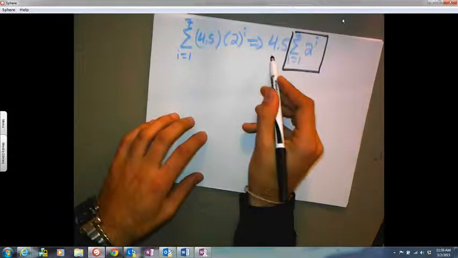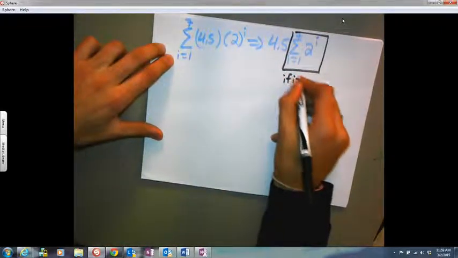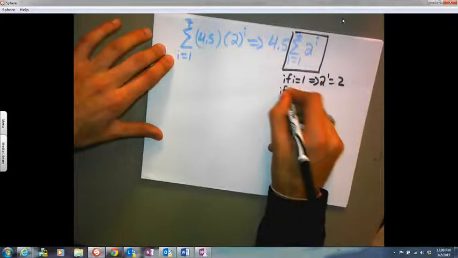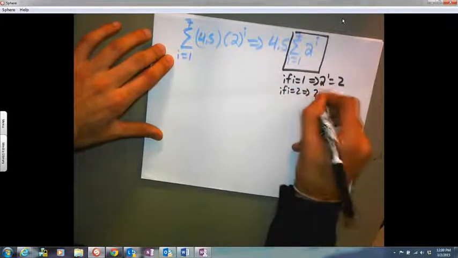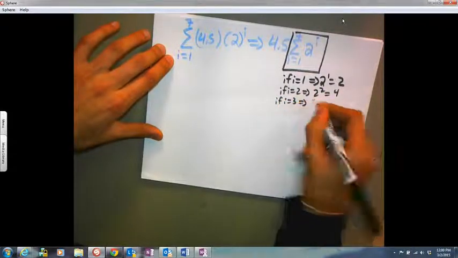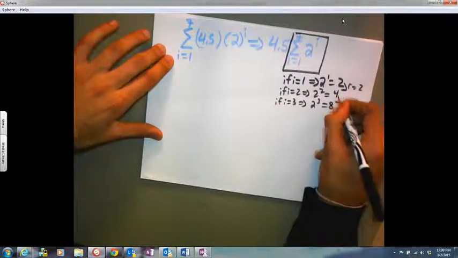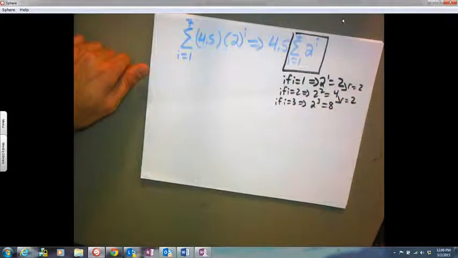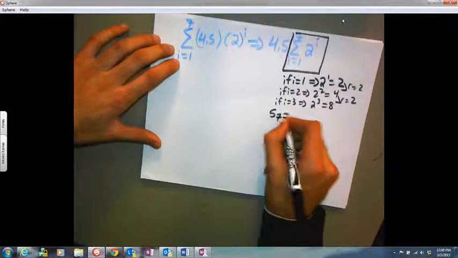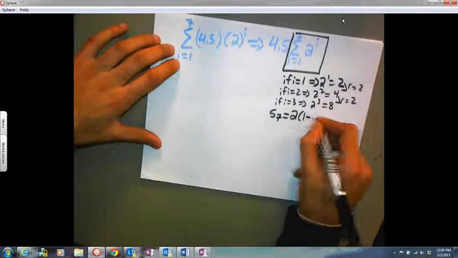Solving the black box, of course, if i equals 1, we have 2 to the first power, which is 2. i equals 2, we have 2 squared, which is 4. And if i equals 3, we have 2 cubed, which is 8. So r, of course, is 2. So now we'll just simply apply our formula. S7 equals a1 times 1 minus r to the n all over 1 minus r.